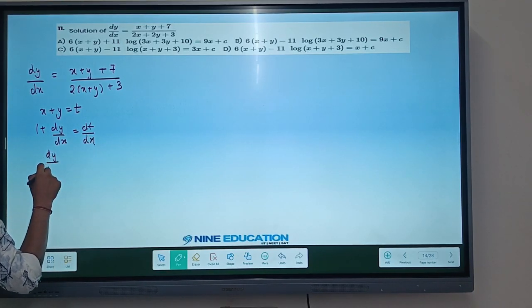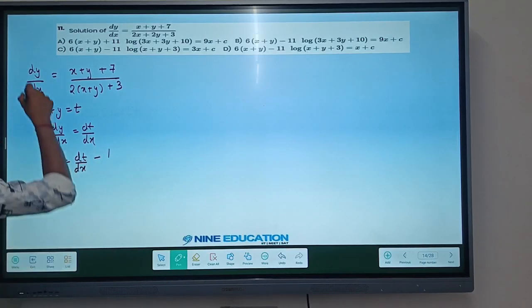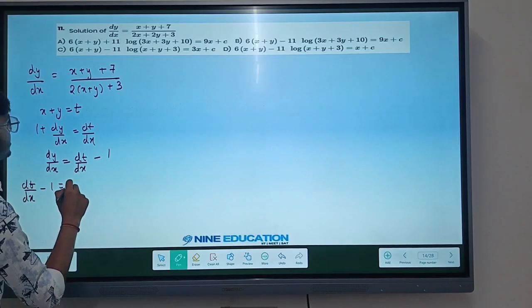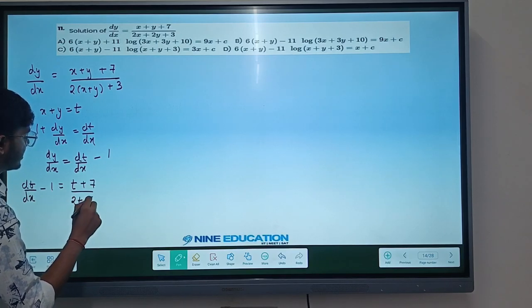So dy by dx will be equal to dt by dx minus 1. So dy by dx is dt by dx minus 1 equal to, what is x plus y? X plus y is t. So t plus 7 divided by 2t plus 3.